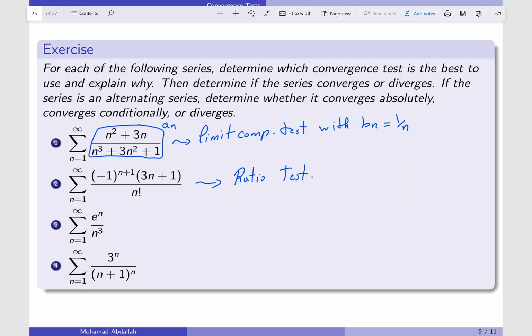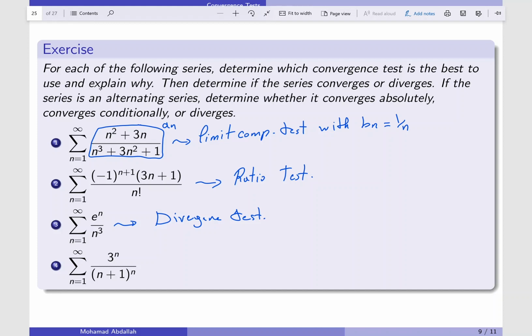Now, that one actually, look, this is e to the power n. This is exponential. This is polynomial. Exponential is much stronger than polynomial. So this is not gonna go to 0. So here, you need to use the divergence test, because the limit is not gonna go to 0. Use L'Hopital's rule 3 times, and the limit's gonna go to infinity.